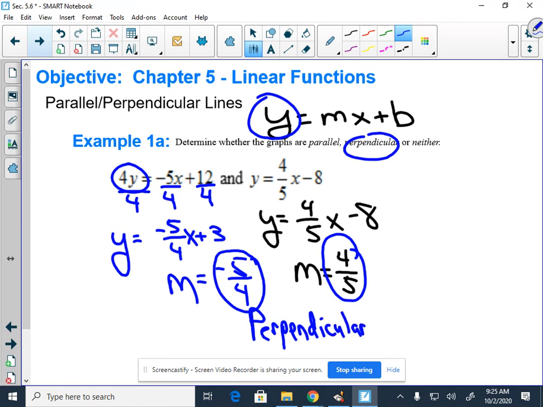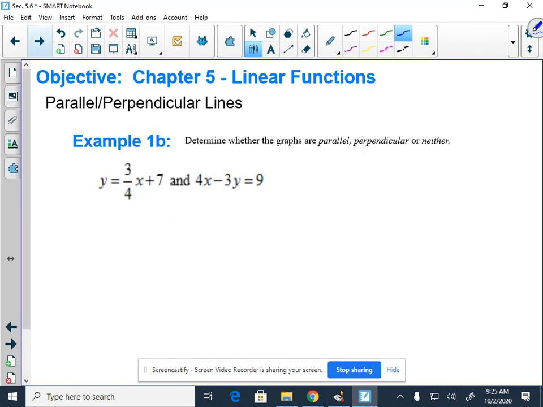So you can write the word perpendicular, or you can use this as the symbol. The symbol for perpendicular in geometry is that. It looks like an upside down T, but what it means is they're crossing at those 90-degree angles. So if you put that, I would accept that as being perpendicular. But that's what we're trying to determine. All right, the next one.